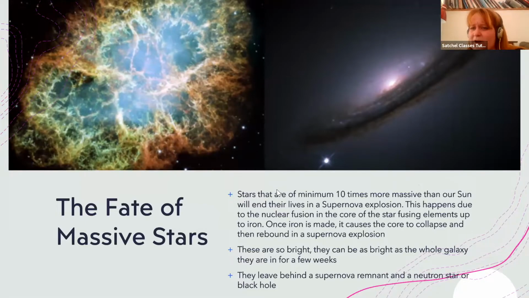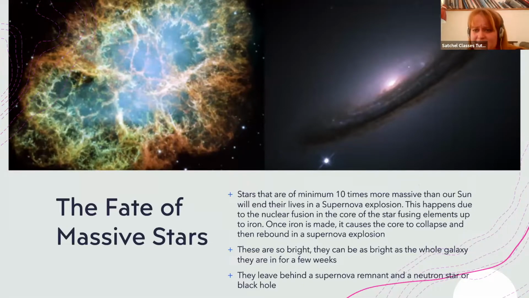So a minimum of about 10 times bigger than the sun, so not considerably bigger than the sun, will end their lives in a supernova explosion. So what happens is that the core of the star fuses elements all the way up to iron, and once it gets to iron, it can't make any more energy.